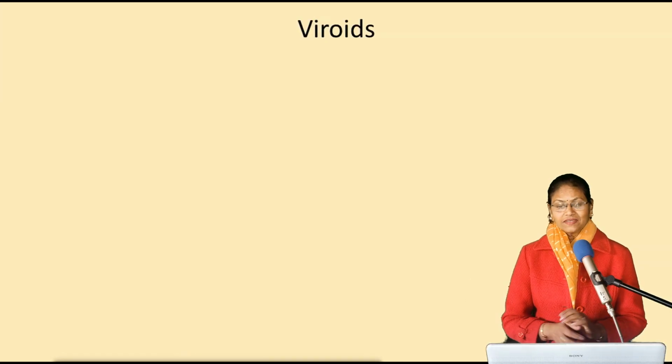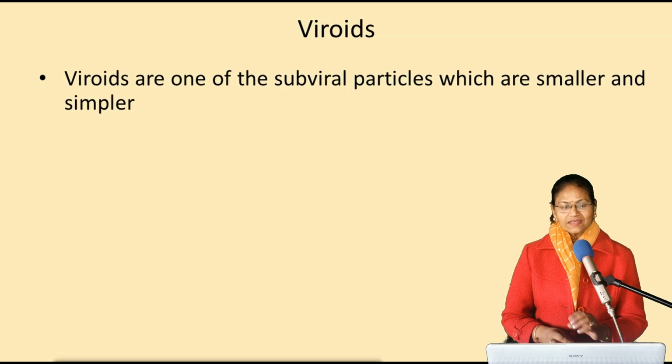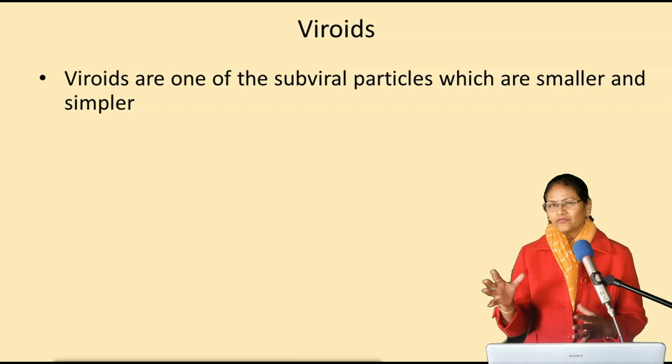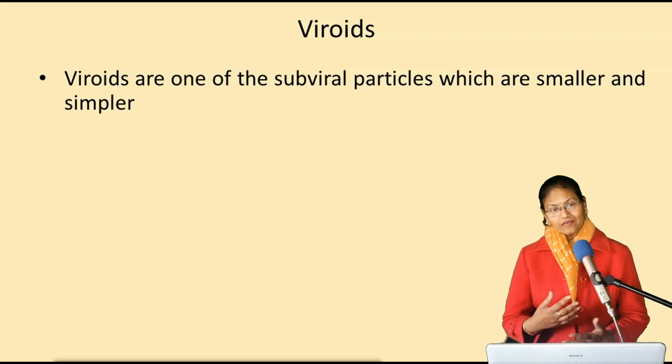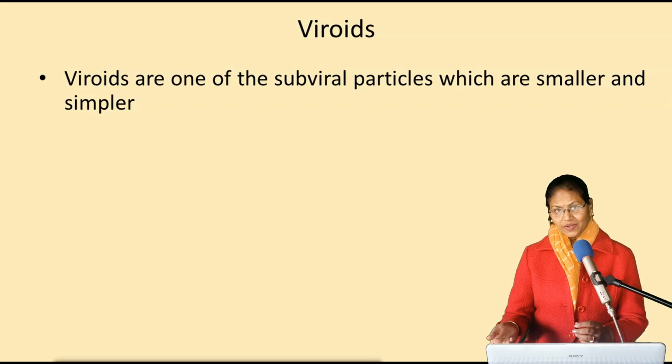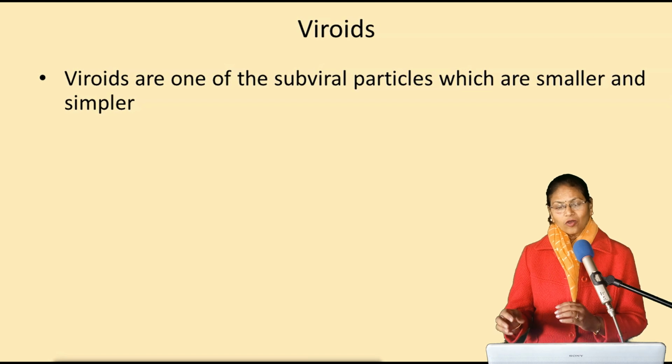Then the next term is viroids. Let's see what viroids are. These are one of the subviral particles, which are smaller and simpler. When we did the classification of viruses, for a long time it was understood that viruses are the smallest and simplest organisms on the planet. But afterwards viroids and some other particles were discovered which were even smaller than viruses. So they are called subviral particles.